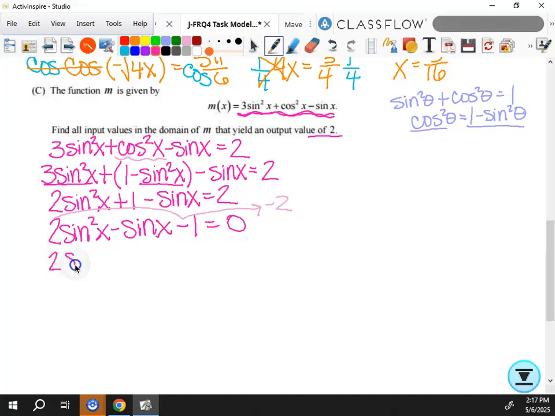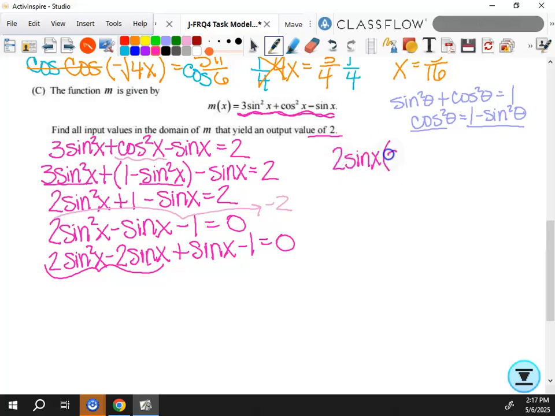So this is going to give me 2 sine squared x minus 2 sine x plus sine x minus 1 equals 0. Everybody with me? So I just broke up that middle term. I add these 2 back together, I get this. Okay, we're just splitting it up to do grouping. So now I'm going to group those 2 together, and I think I'll move over here. I can factor out of that a 2 sine x. That leaves me with sine x minus 1. Out of these 2, I can factor out a 1, and that leaves me with sine x minus 1 equals 0.